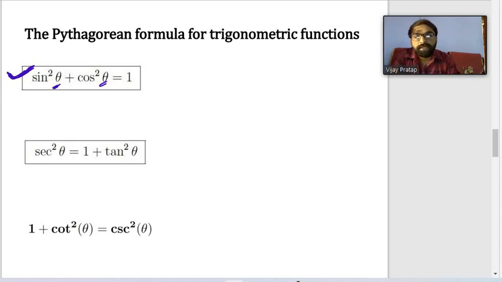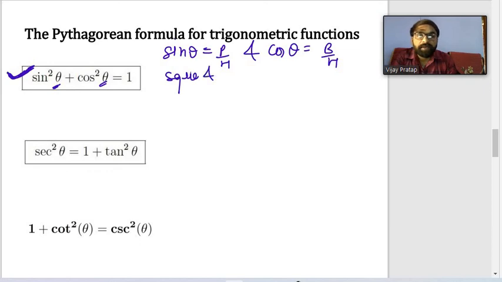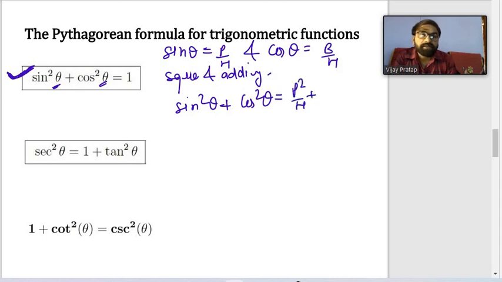First of all, let us derive this formula. We know that sine theta equals p upon h, and cos theta equals b upon h. Squaring and adding both the equations, we get sine square theta plus cos square theta equals p square upon h square plus b square upon h square. This will be p square plus b square upon h square, and from the Pythagoras theorem we can say that p square plus b square equals h square.